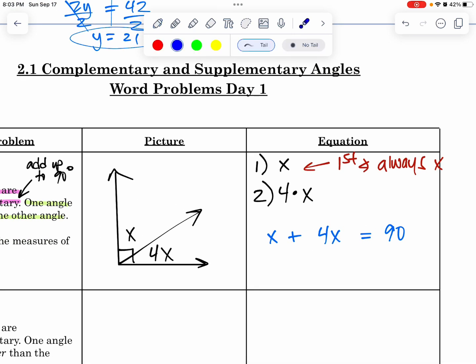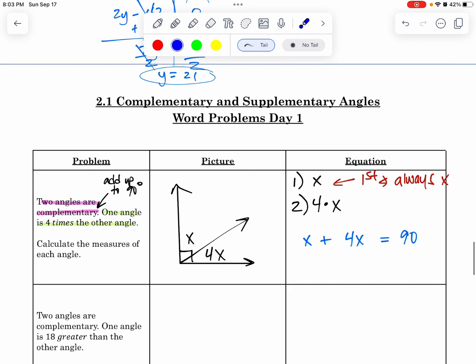Okay, how did I get this equation again? Let me explain one more time. It's this angle plus this one. That's what I wrote here. And I know that they equal 90 when I put them together. That's why I set it equal to 90. There are some words in here that help me solve that also. The first angle is always x. The other angle is 4 times x. And it says that they are complementary, which means they add up to 90. Now I just need to solve this, okay?